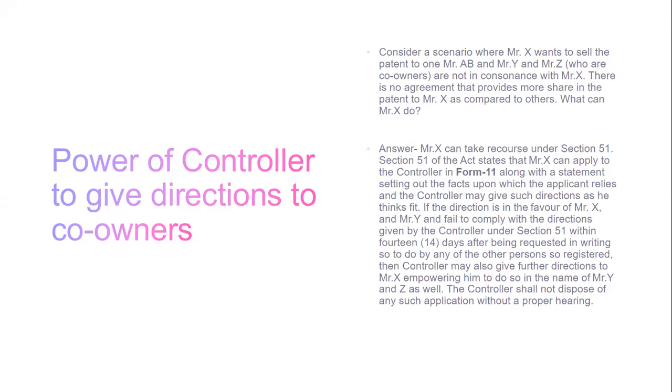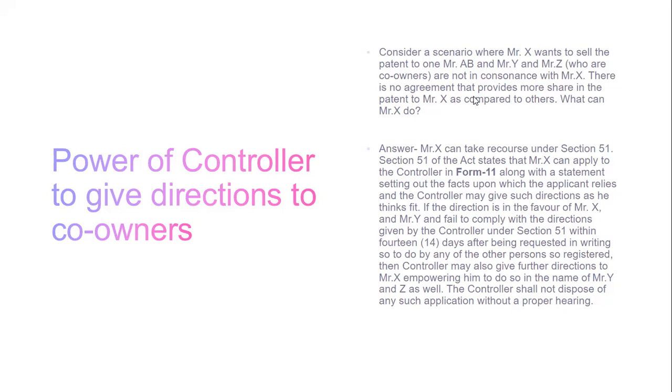So, power of controller to give directions to co-owners. I want you to imagine a scenario. Now imagine a scenario where Mr. X wants to sell a patent to one Mr. AB, and Mr. Y and Mr. Z, who are co-owners, don't want to give the rights of the patent to Mr. AB. There is no agreement that provides more share to Mr. X as compared to others. Now, what will Mr. X do?